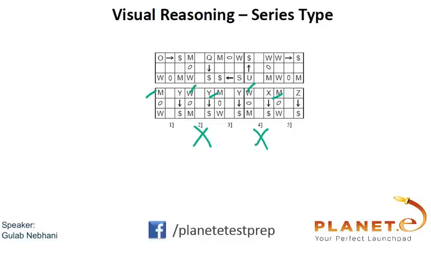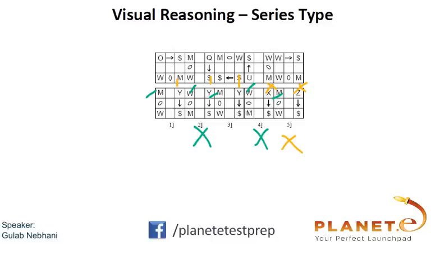Now let's consider another element. I can see a Y in option number 1, I can see a Y in option number 2, I can see a Y in option number 3. I don't see a Y in option number 4, I don't see it in option number 5 as well. So I'll put a cross mark over here.